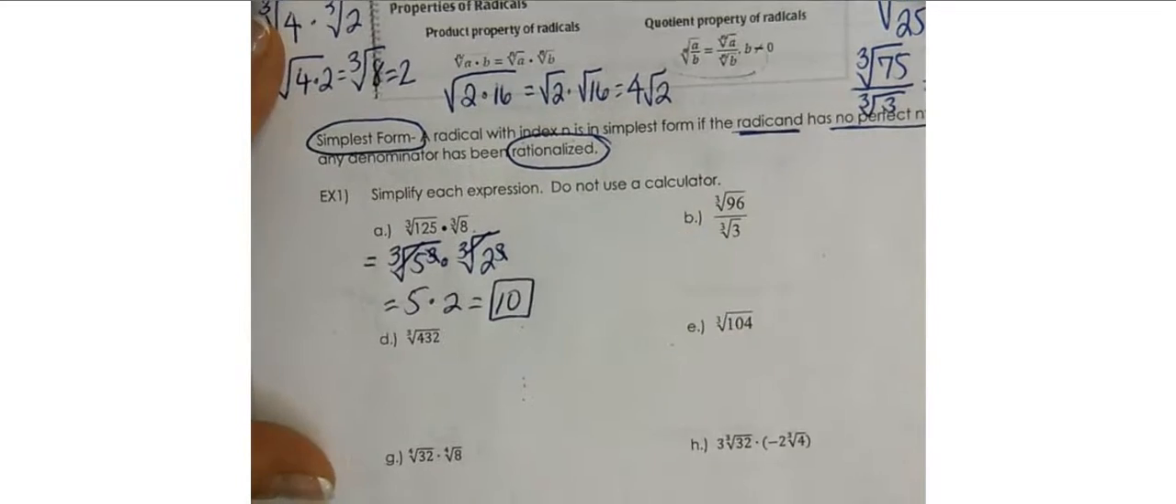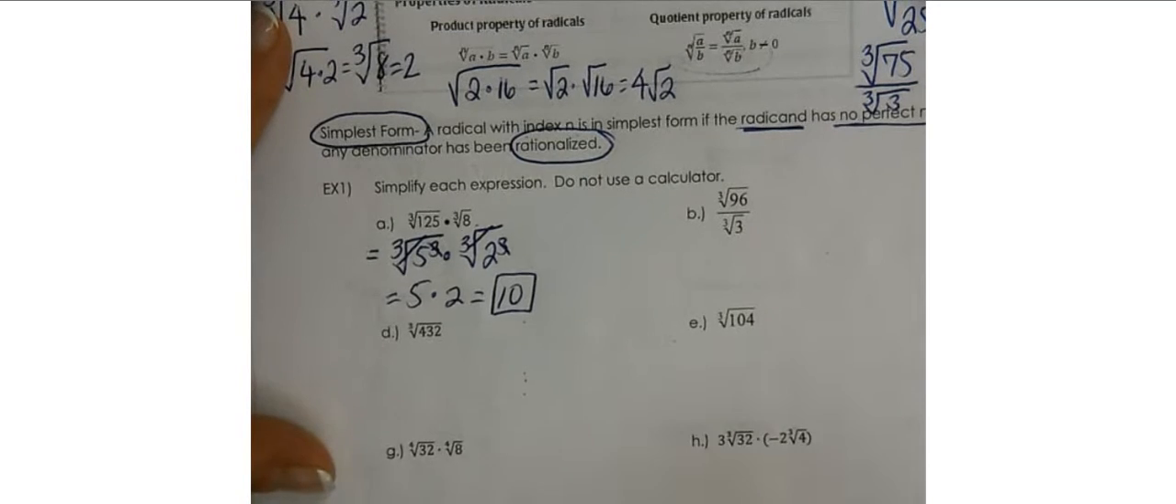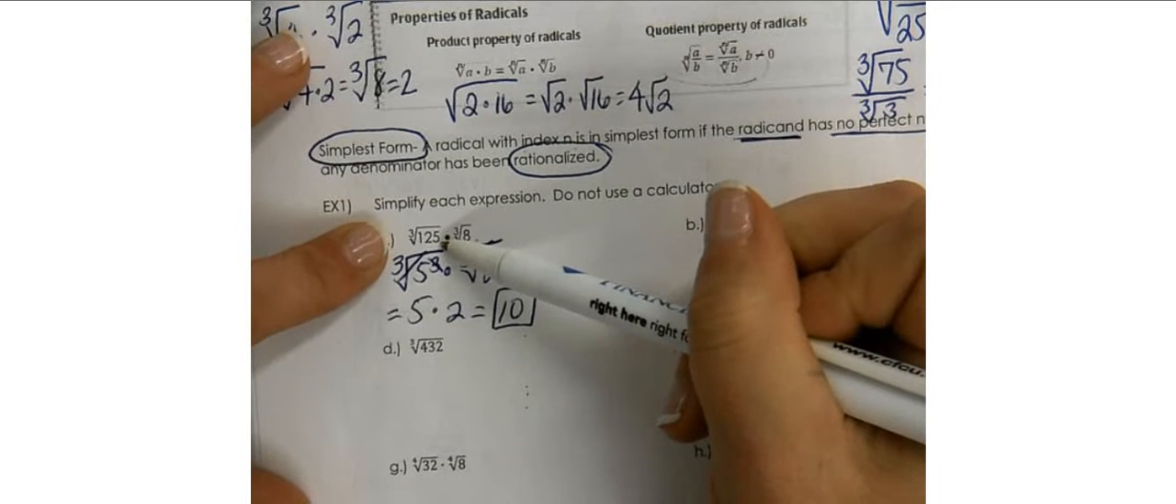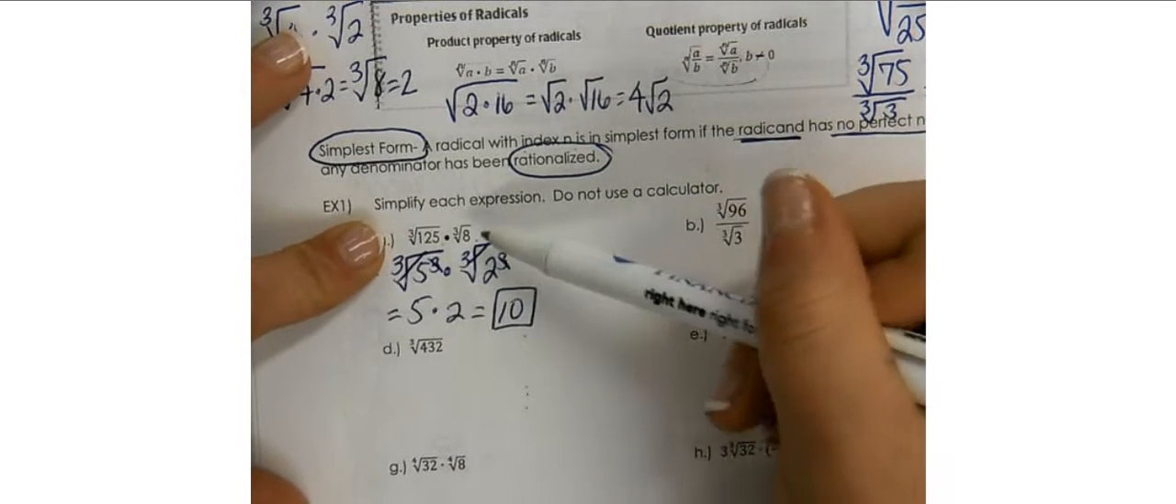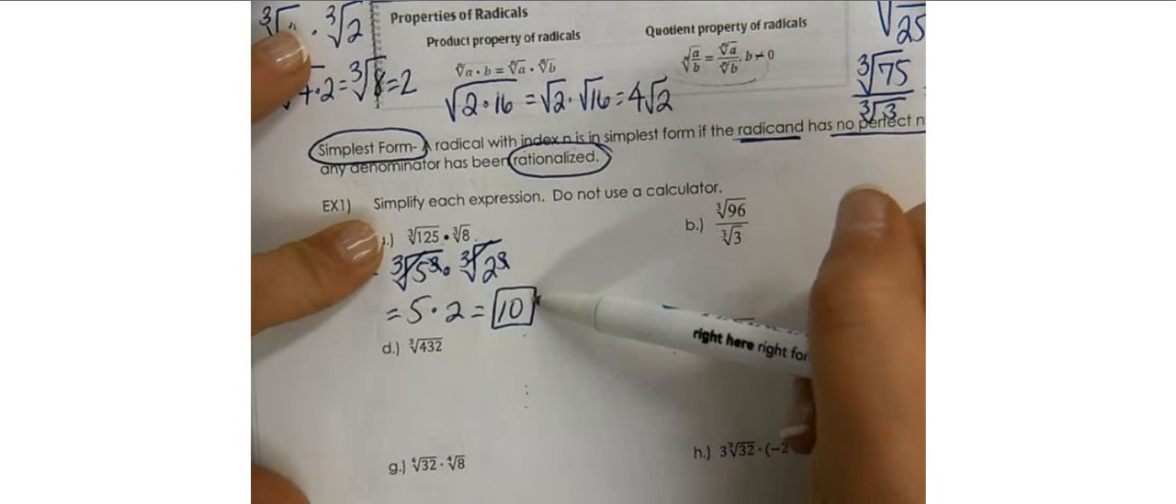Now, is that the only approach for this problem? No. If you saw right away that the cube root of 125 was 5, and the cube root of 8 was 2, and 5 times 2 is 10, that's beautiful. I am absolutely okay with you doing that as a way of showing work. That's not a problem. It just depends on what you see. So that was letter A.